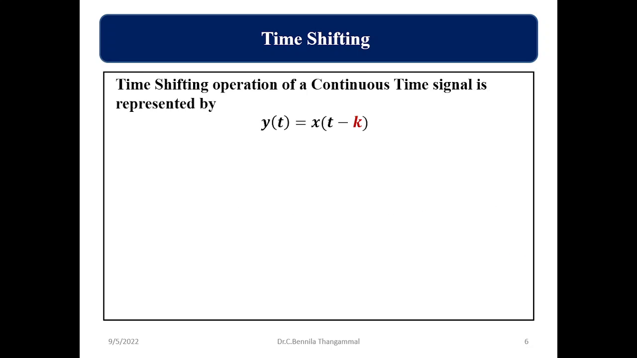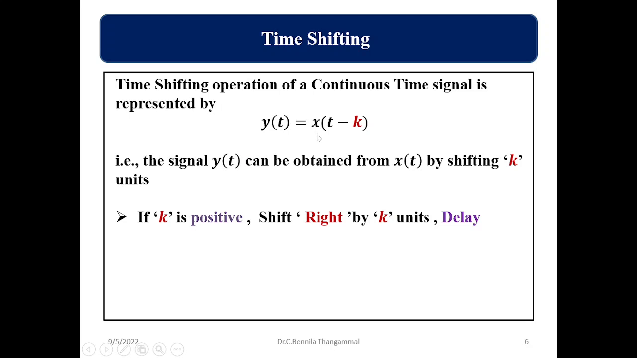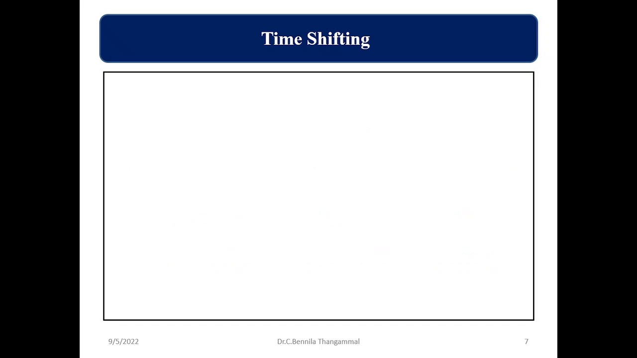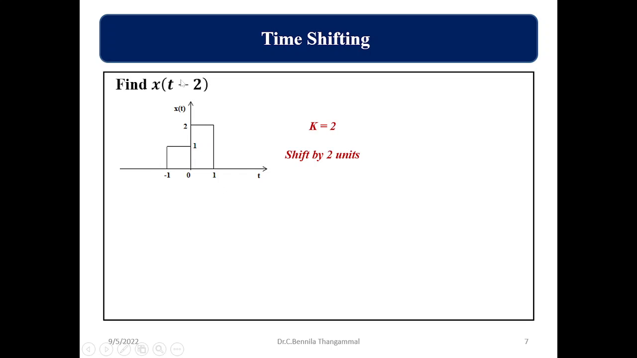Now let us see time shifting in CT signals. It is represented by y of t equal to x of t minus k. Irrespective of your signal, whether it is DT or CT, the rule stands. k positive means shift right by k units, we call it a delay. If k is negative, shift left by k units, we'll call it an advance. Find x of t minus 2 for the given input signal x of t. Here k equal to 2, so we are going to shift right by 2 units.